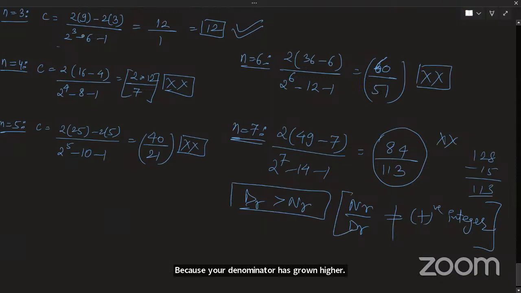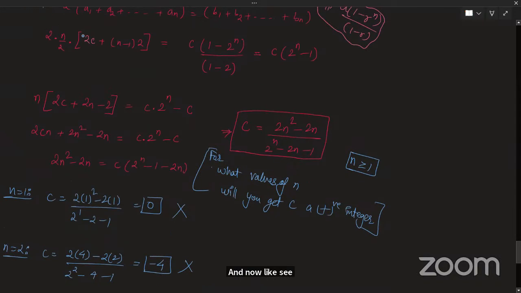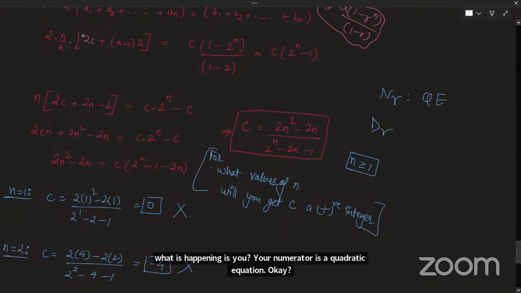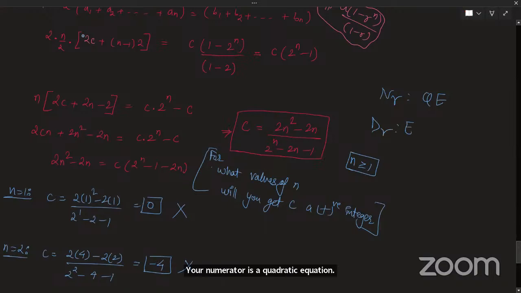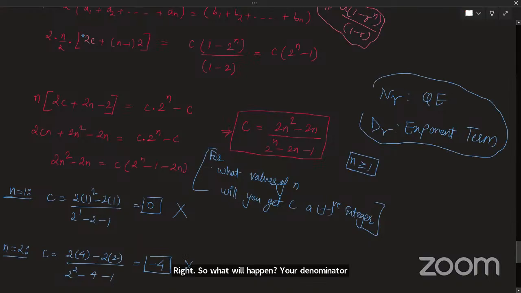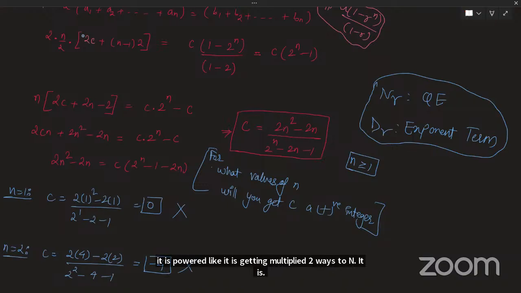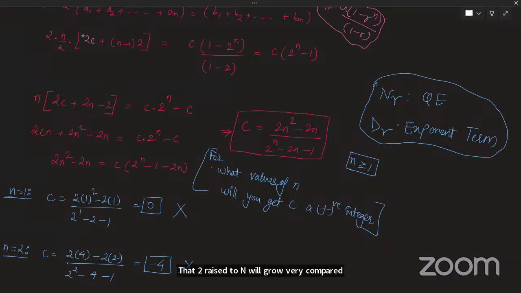It is actually a basic thing. What is happening is your numerator is a quadratic expression, and your denominator has a power term, an exponent term, right? So your denominator will grow faster compared to your numerator, because it is getting multiplied. It is 2 raised to n, and it is 2n square. So you can easily infer that 2 raised to n will grow very fast compared to 2n square, right? You know this, right?